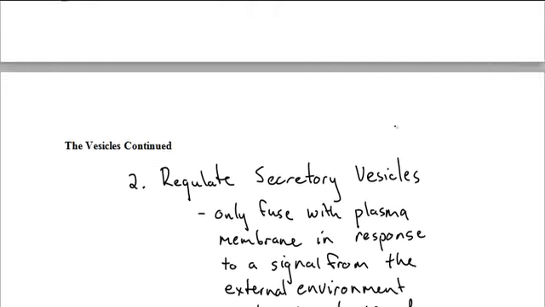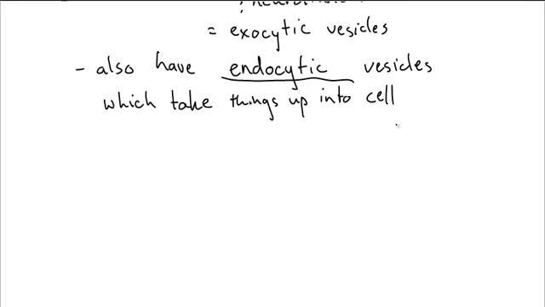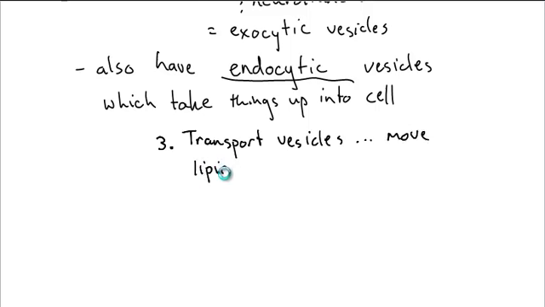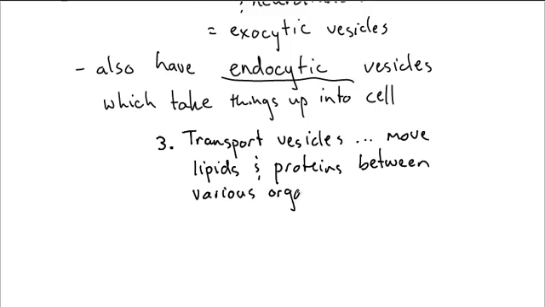And the last type of vesicle we have, when we're not talking about exiting or entering the cell, is called transport vesicles, and these move lipids and proteins between various organelles in the cell. Okay.